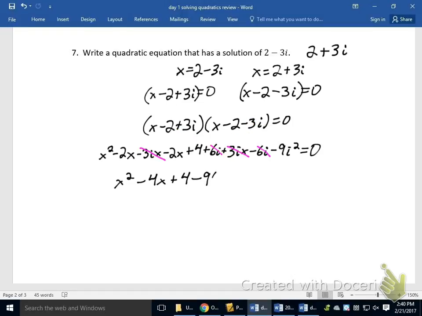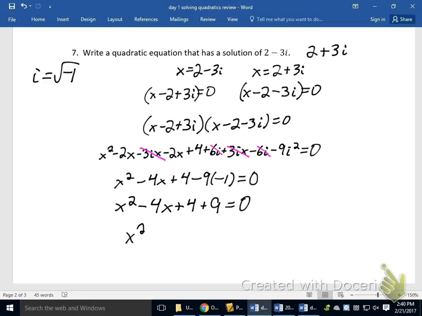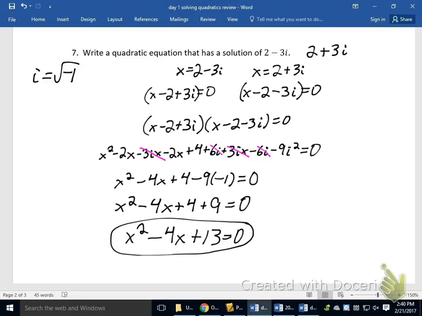Now really quick, i squared is negative 1 due to what the imaginary number is defined to be. If you'll remember, i equaled the root of negative 1. So when I square it, I get negative 1. So x squared minus 4x plus 4 is going to actually have 9 added to it due to negative 9 times negative 1 is positive 9. And so my final answer is x squared minus 4x plus 13 equals 0, and there I go.